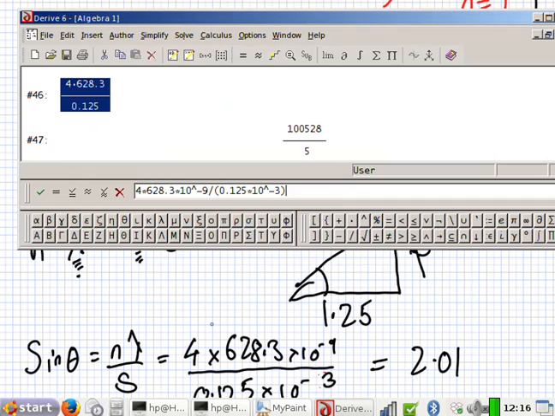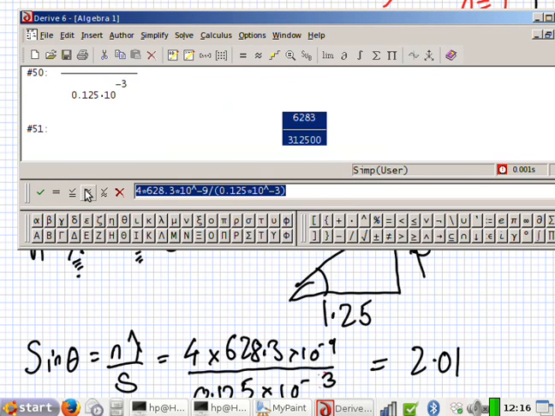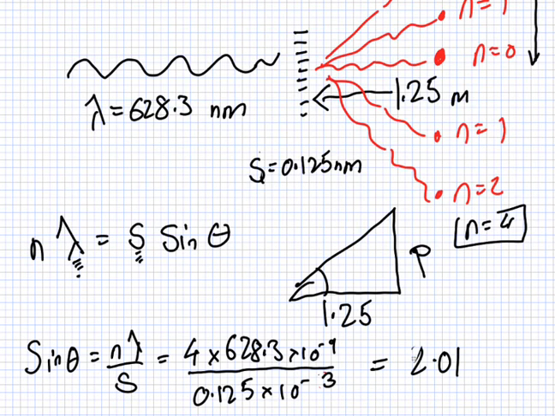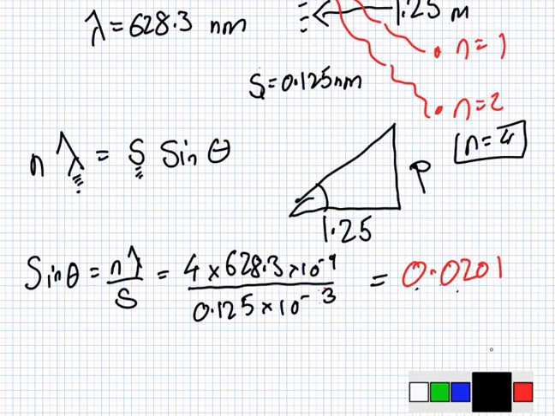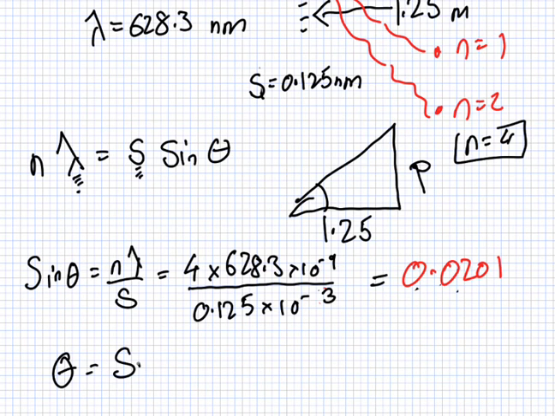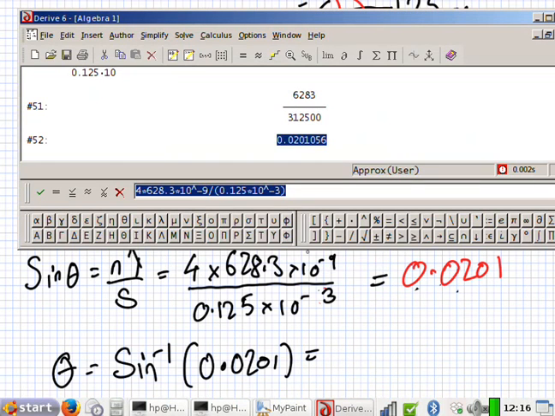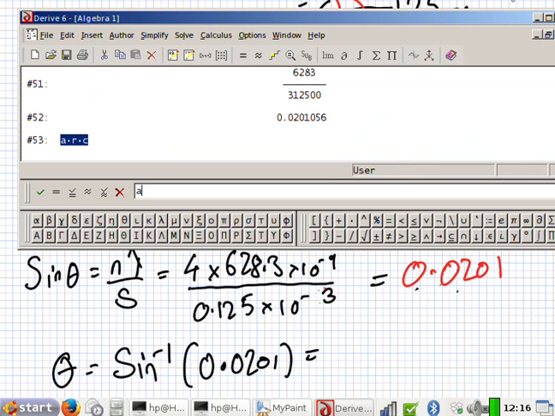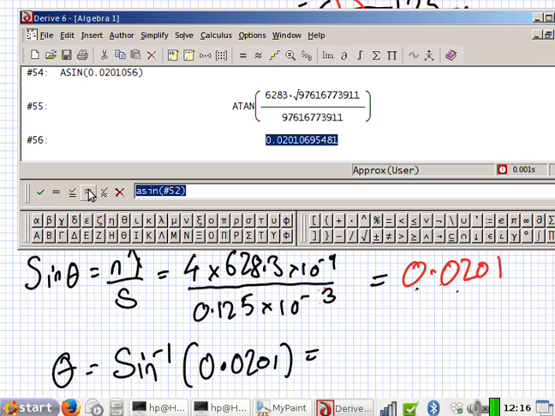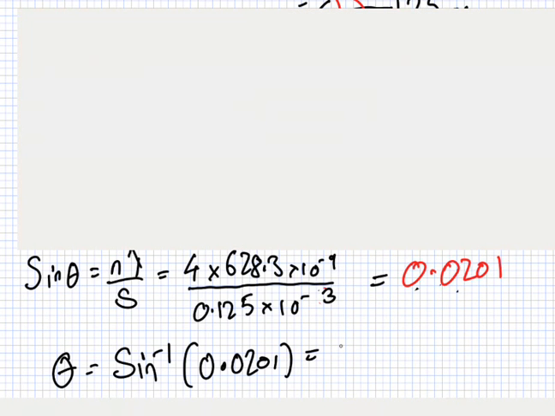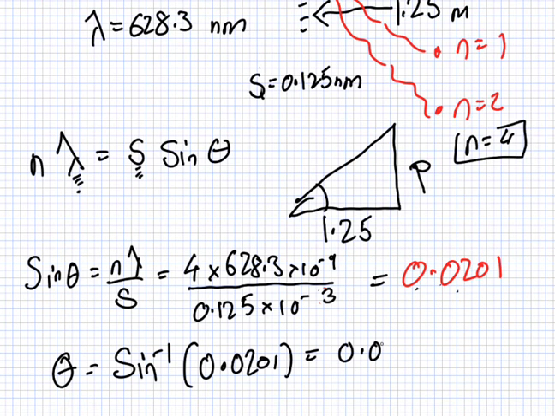Alright, that comes in at, oh, that's better, 0.0201. Great, so we can just do a sine inverse here to get the angle. Now this is in radians, which is fine, I'll leave it in radians. 0.0201 radians.